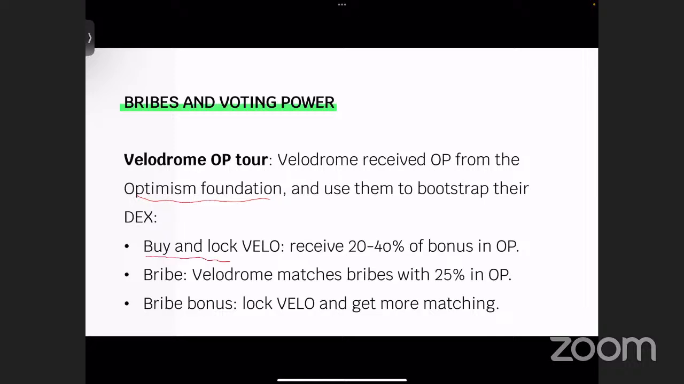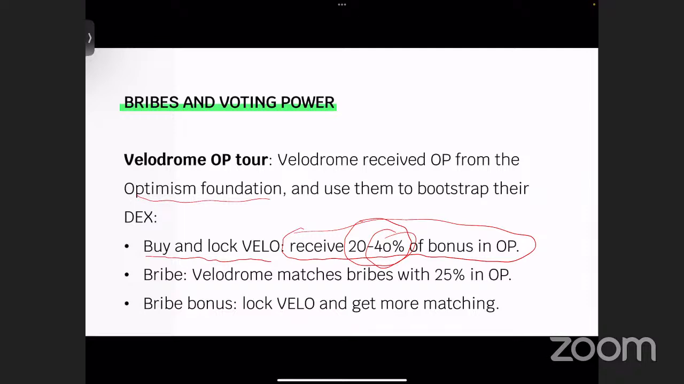If you buy and lock Velo, they will send you a bonus the week after. Of course, the more people buy and lock, the smaller the bonus will be. But historically, I saw that the bonus ranges between 20 and 40%. So it's incredibly powerful. Imagine you buy $10,000 of Velo and you lock them. The week after, if you are lucky, you will receive $4,000 of OP token. So it's like you have bought the Velo at a 40% discount.